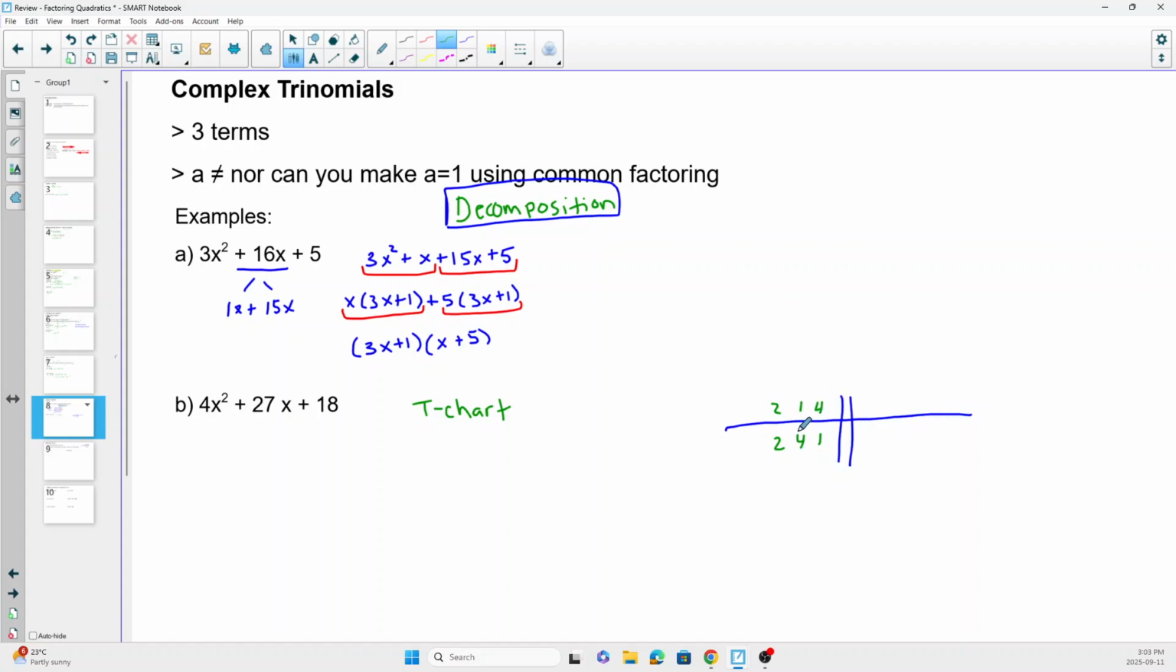Because I've considered all possible combinations for 4, when I jump to the other side, I can do 1, 18, I can do 2, 9, I can do 3, 6.